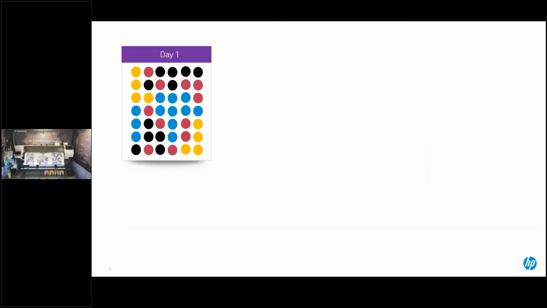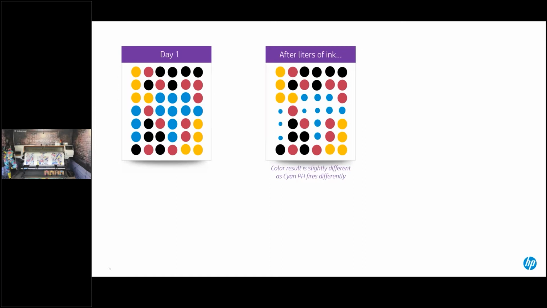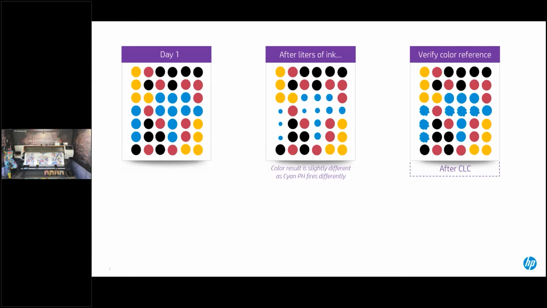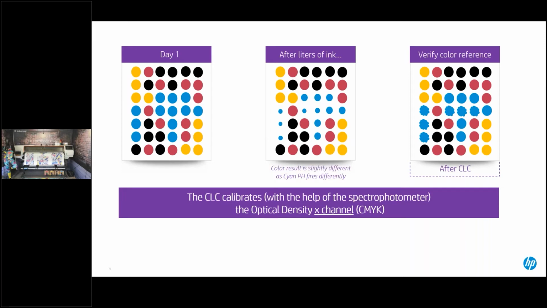Another way to look at it: day one, day 50 or day 25, and then verify your color reference. You'll see here after you print, you do the CLC and it brings the colors back to as close as possible to day 1. And all this is also done before sublimation. So before you introduce heat, before you introduce variables, you can take a fingerprint or a picture of your printer at the point of day 1.